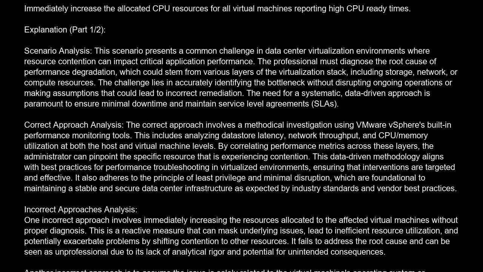Incorrect approaches analysis. One incorrect approach involves immediately increasing the resources allocated to the affected virtual machines without proper diagnosis. This is a reactive measure that can mask underlying issues, lead to inefficient resource utilization, and potentially exacerbate problems by shifting contention to other resources. It fails to address the root cause and can be seen as unprofessional due to its lack of analytical rigor and potential for unintended consequences.